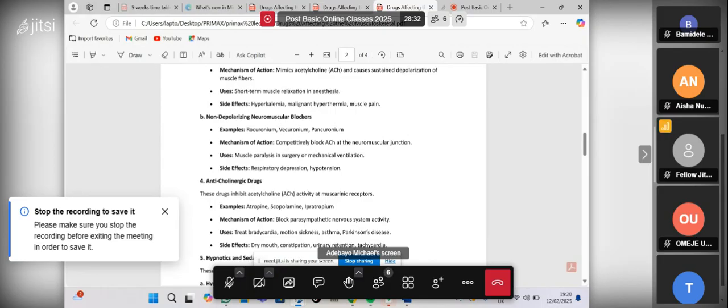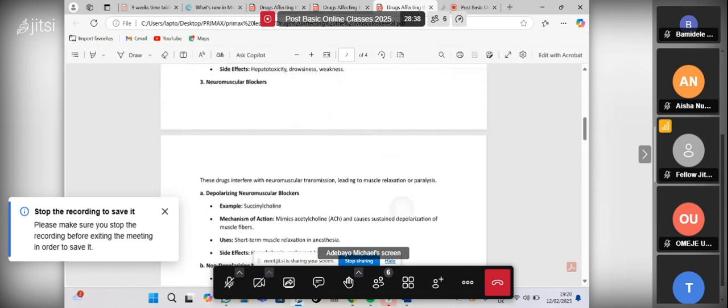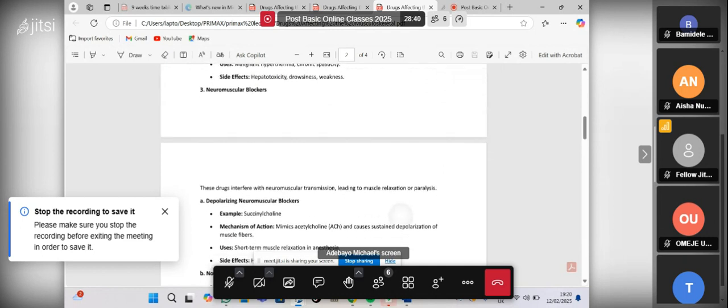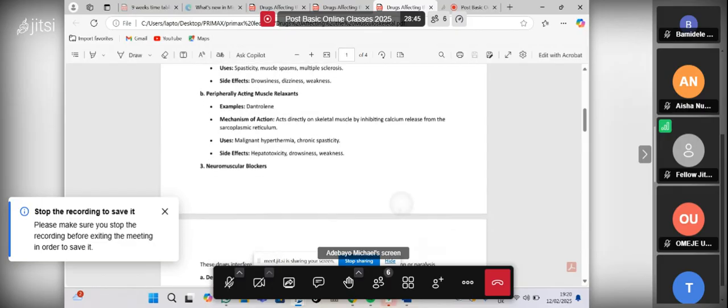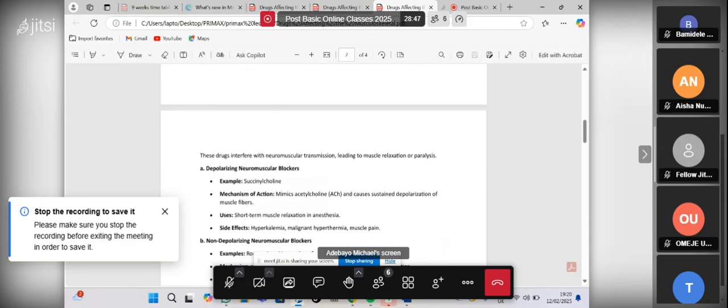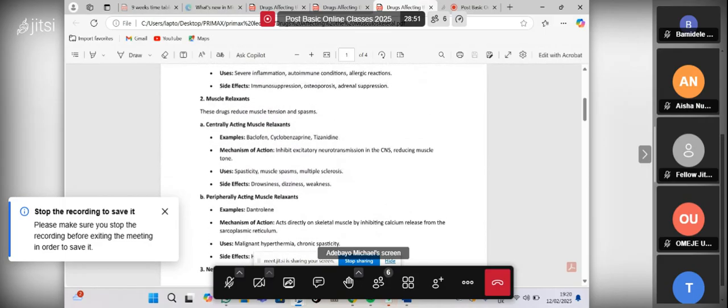So next we move to Parkinson drugs. I don't know if we have it on this slide, but we don't have it on this slide. Let's just listen very well, let's listen attentively. You can make some jottings, please.